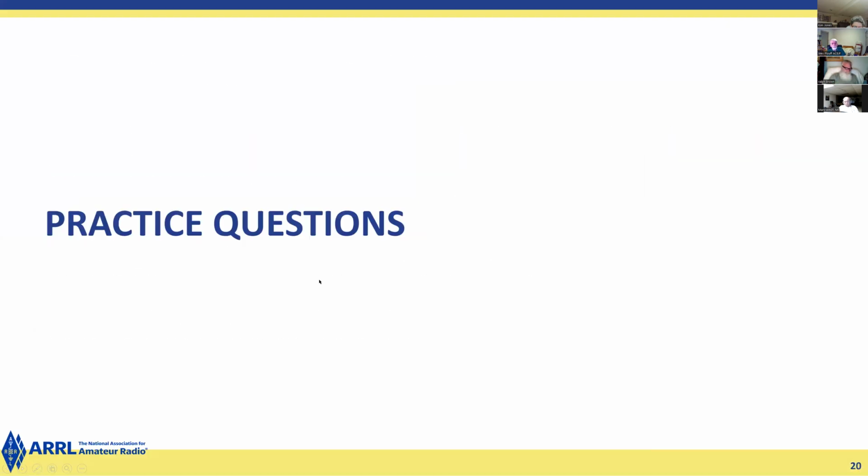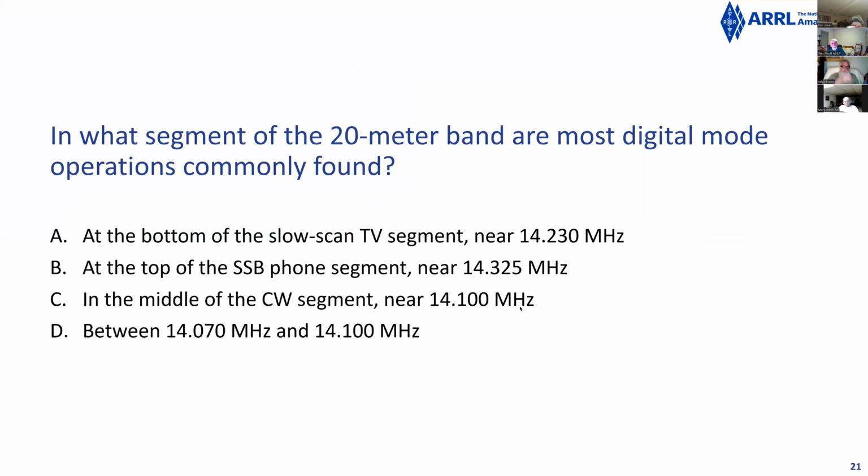Well, here we go. We're going to do some practice questions here. What segment of the 20-meter band are most digital mode operations commonly found? At the bottom of the slow scan TV segment near 14.230, at the top of the SSB phone segment near 14.325, in the middle of the CW segment near 14.100, or between 14.070 and 14.100, which is the top of the CW segment. Anybody? I believe it's D. D, delta, yeah, that's right.